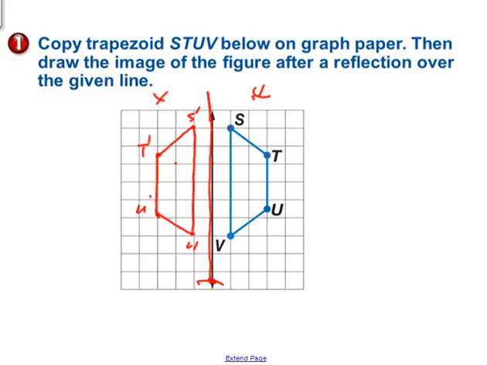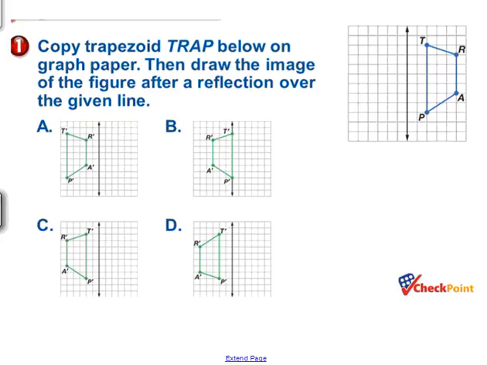Please notice that for the x, y values of, say, S, the only thing that changed was the y value. The y became the opposite sign, if this is our y-axis. This point right here is our y-axis. Let's do another one here.